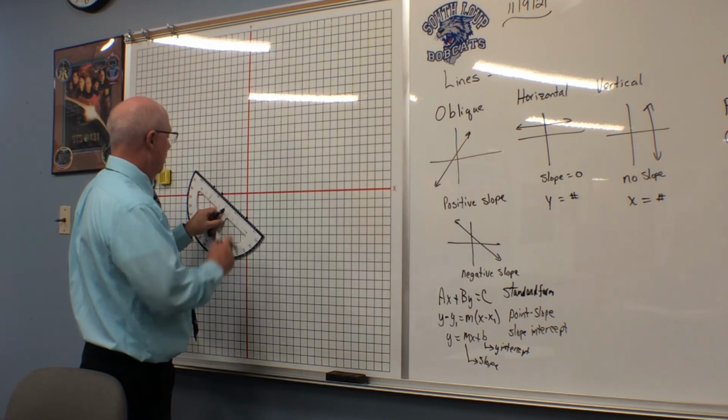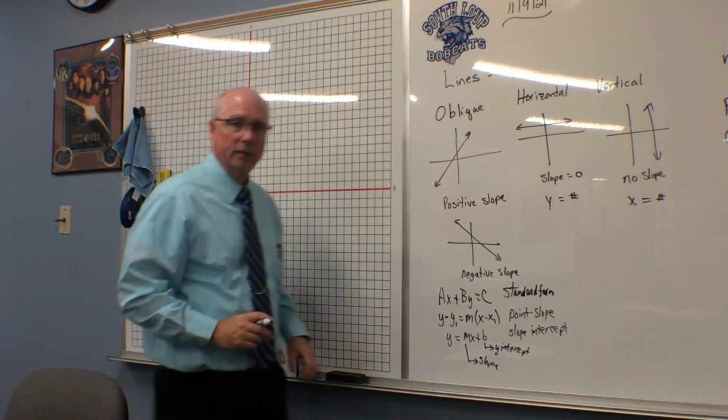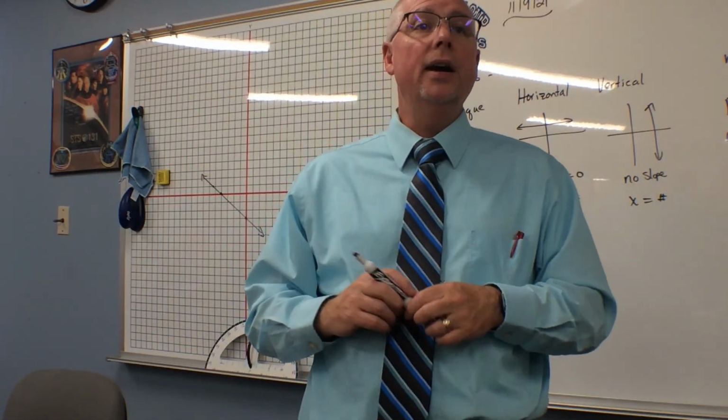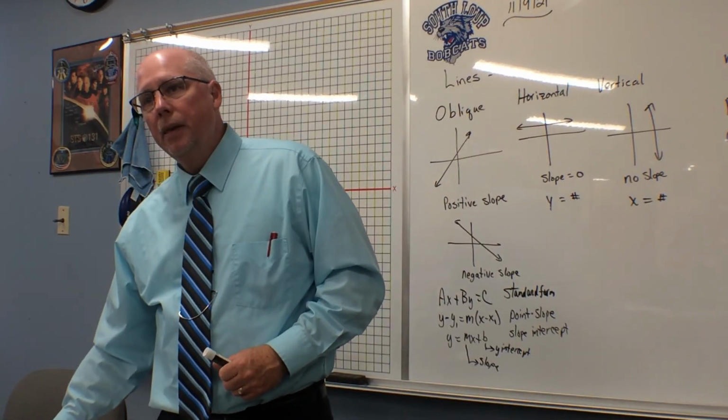Notice all 3 points are on that line. And there you go. Now, how many points determine the line? 2. So I don't have to find 3, but if you want to check it, go ahead and find 3. All right? Okay.